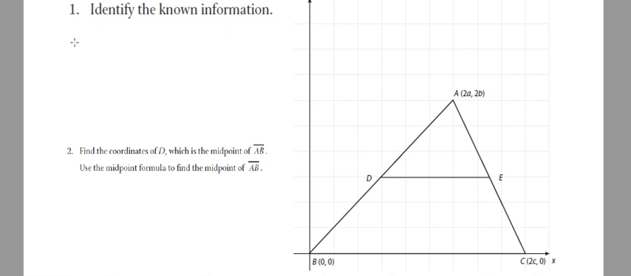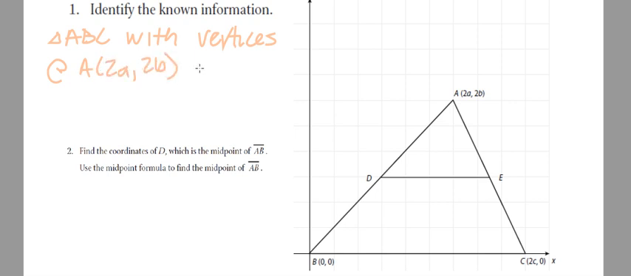We know that we have triangle ABC with vertices at, so we know that A is located at (2a, 2b), that B is located at the origin, and that C is located at (2c, 0). Those are the things that we already know. That's about it. So now we're going to do step 2.